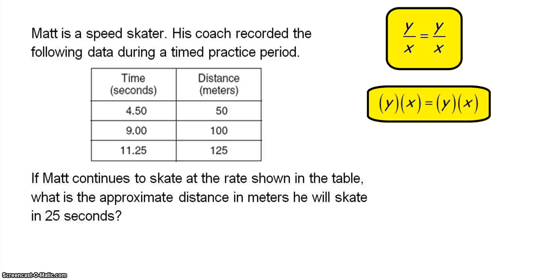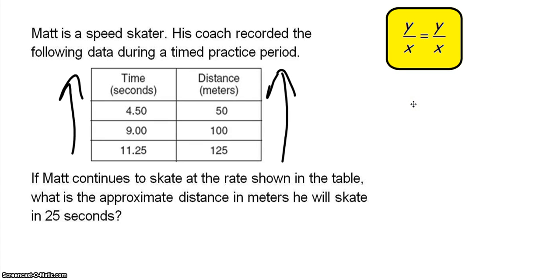Okay, so first thing you gotta do is look at your table. If you look at the table, my time's going from 4.5 seconds to 11 3/4. So my time is increasing. As my time's increasing, my distance is going from 50 meters to 125. So again, distance is increasing. Since they're both increasing, it's directly proportional, which means we're going to use y1/x1 equals y2/x2.